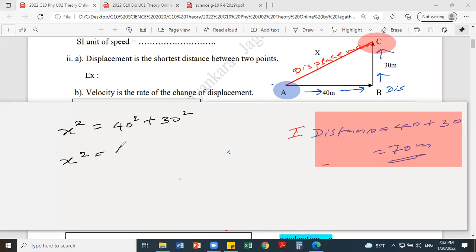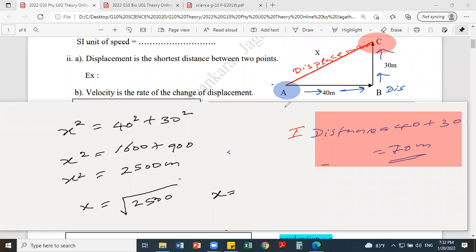Then X squared equals what? 40 into 40 is 1,600, plus 30 squared, which is 900. 30 into 30 is 900. The total is 2,500 meters squared equals X squared. So what is the value of X? X equals the square root of 2,500. What is the square root of 2,500? Who can give me the final answer? X equals how many meters?